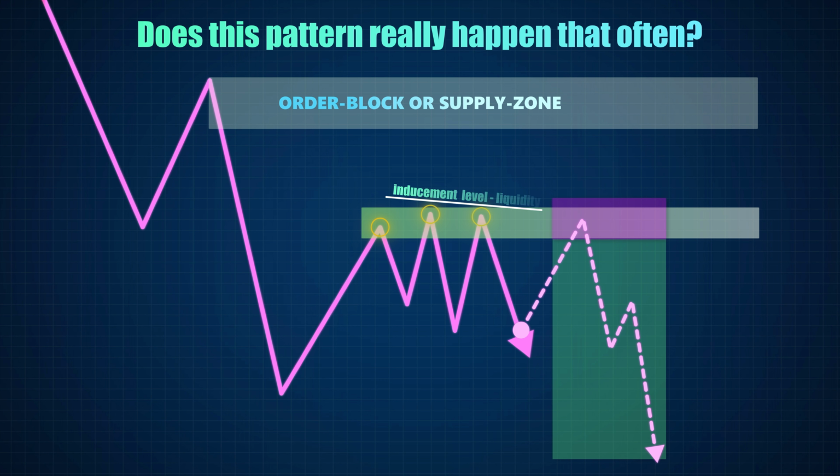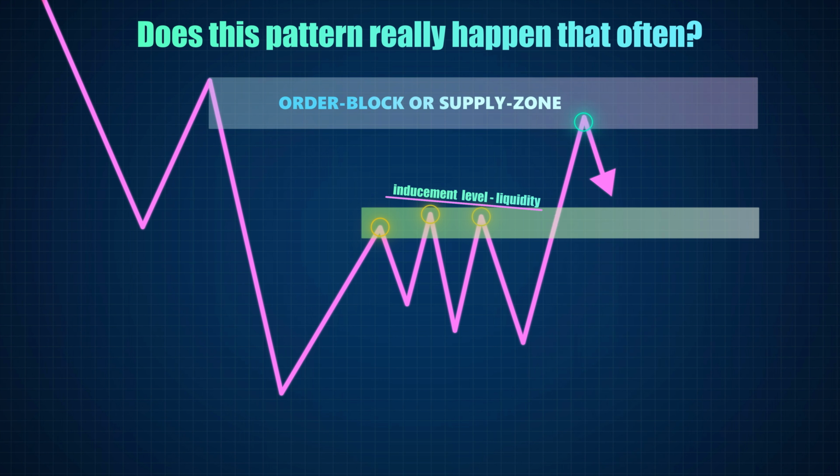Trust me, it happens all the time because it's exactly how institutions operate. They don't enter randomly. They create liquidity traps to fuel their positions. Now let's apply this to a real example. Take a look at this chart.